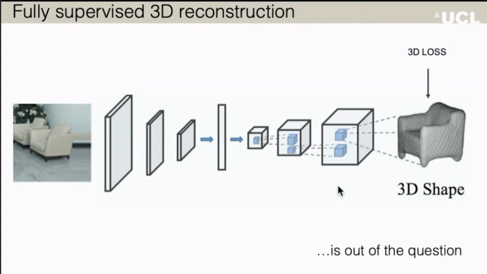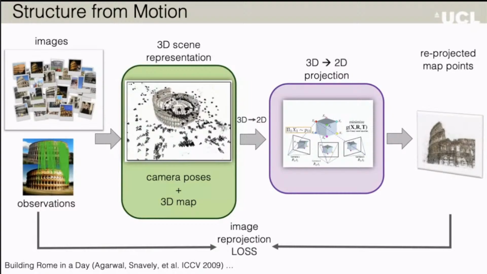However, it turns out that we have actually solved this problem before. We have solved the problem of 3D reconstruction from weak annotations, such as just 2D observations, or even directly from the images themselves without any 3D labels. So we've actually solved this problem in the computer vision community.